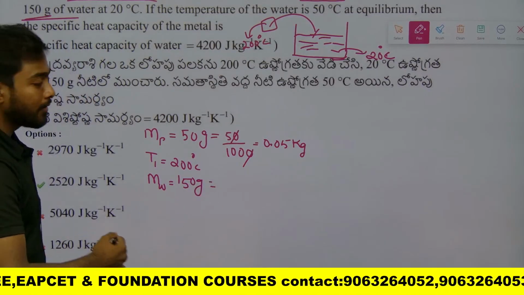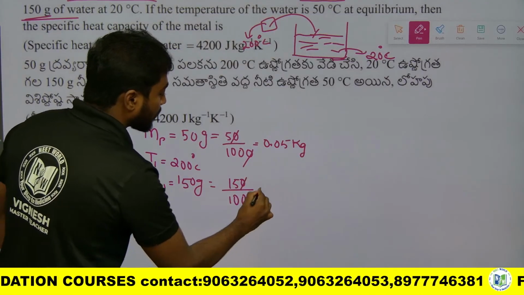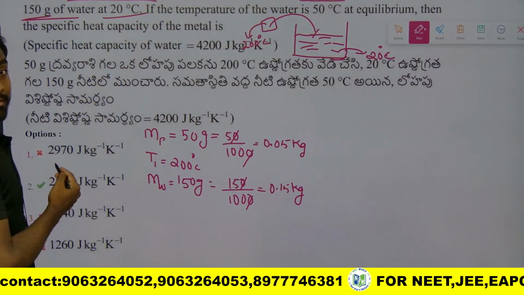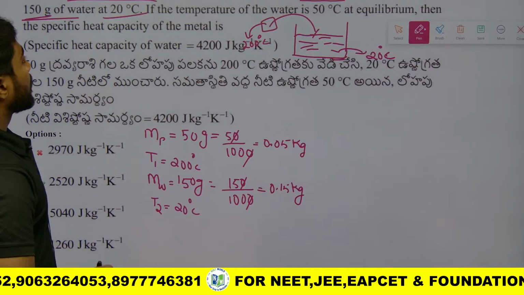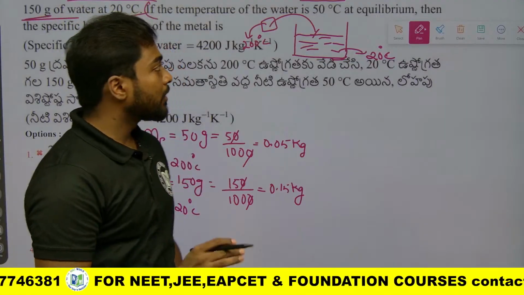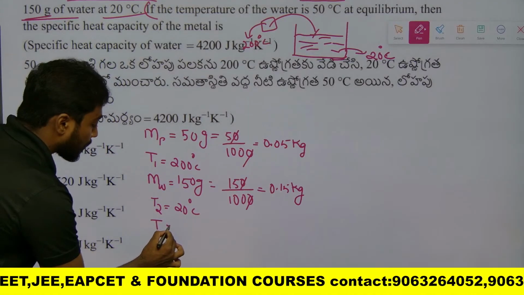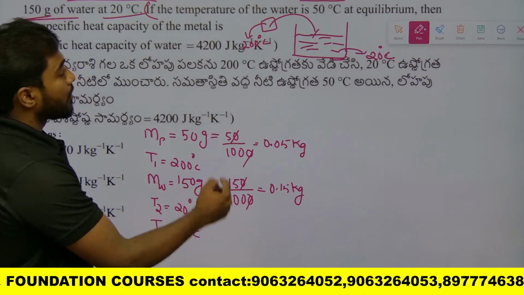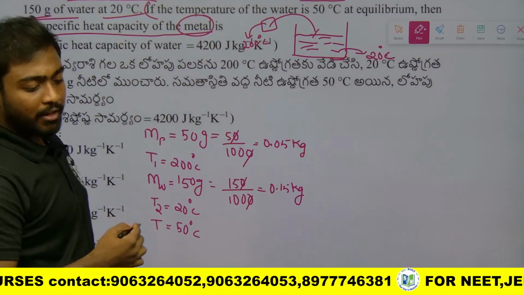I need to convert it into again kg, right? So 150 divided by 1000. 0 cancel and then 0.15 kg. Next thing, so temperature is 20 degree Celsius. So T2 is equals to 20 degree Celsius. If the temperature of water is 50 degree Celsius at equilibrium. So at equilibrium they are saying that it is 50 degree Celsius. So I will take T is equals to 50 degree Celsius. Then the specific heat capacity of metal. They are asking what is the specific heat capacity of the metal.